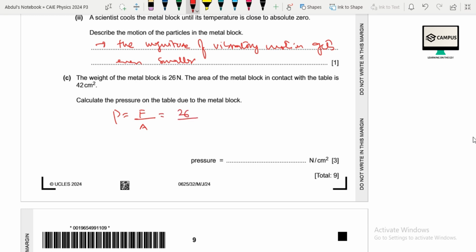So 26 over 42, and we don't need to convert into any SI units because the answer has to be in Newton per centimeter squared. So 26 divided by 42 is 0.619. And to two significant figures, we can say 0.6 Newton per centimeter squared.